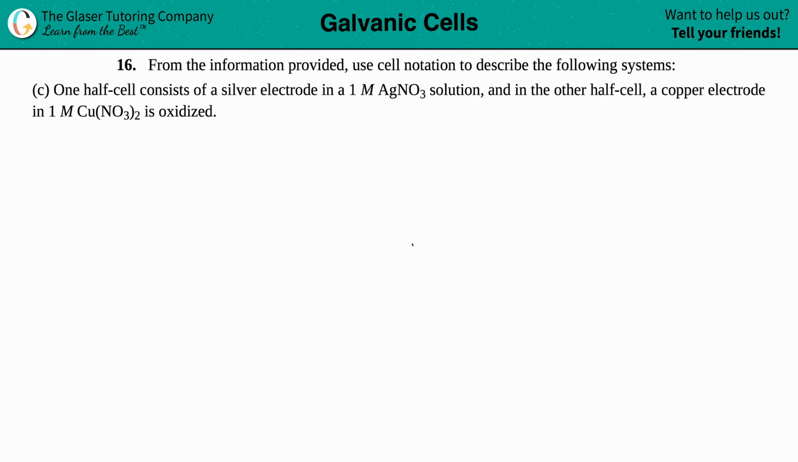Number 16. From the information provided, use cell notation to describe the following systems. And then we have letter C. In this example, one half cell consists of a silver electrode in a 1 molarity AgNO3 solution, and in the other half cell, we have a copper electrode in a 1 molarity CuNO3 solution, and that is being oxidized. Okay, so they give us a little hint here.